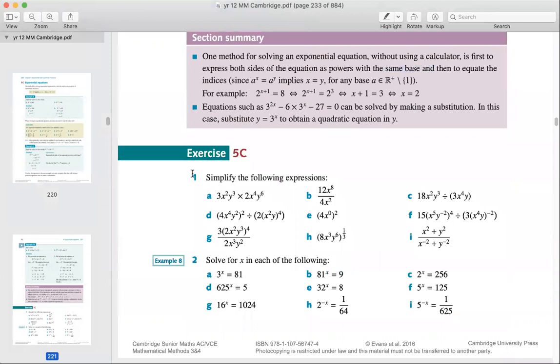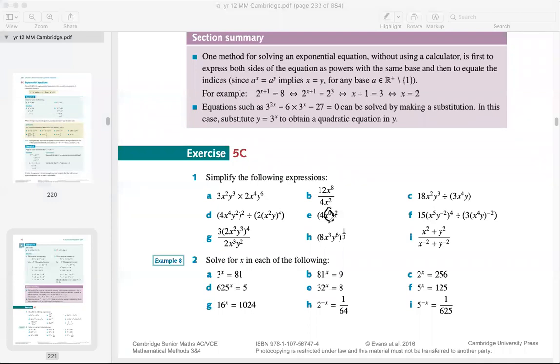In here, for simplify the following expressions, this one is pretty important because you can use it to train your understanding or your basic calculations with the index laws we just mentioned slightly earlier. For instance, over here, you can look at x to the power of 0 just like 1, so it's 4 to the power of 2, which is just like 16. Makes sense?